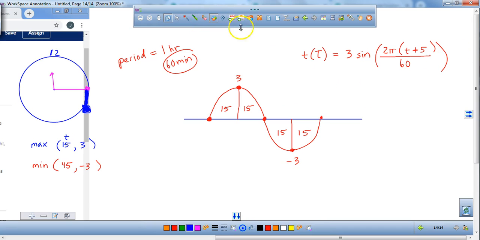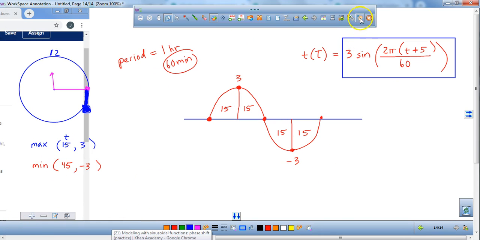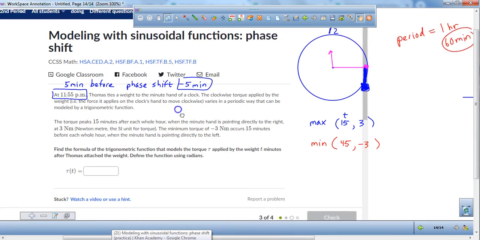So this is how I'm going to type it in. Once again, this is our amplitude. It started 5 minutes before the hour, and the maximum occurs every 15 minutes. And so I did 2 pi over 60, being that 60 minutes is the entire period broken down into quarters. So I'm going to go over here, and we will go ahead and type this in and see what happens.